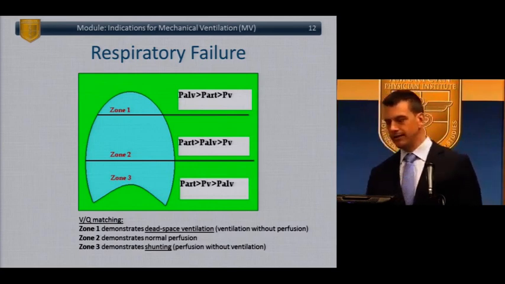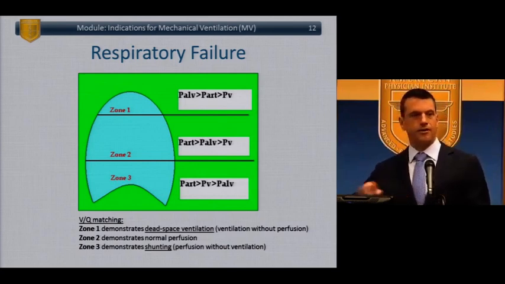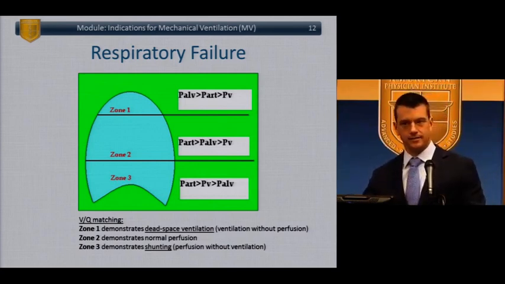In zone 3, here at the dependent portion in the base, the arterial pressure is higher than the venous pressure, then the alveolar. So this is a shunting area, because you simply go from the artery to the vein without having any gas exchange.